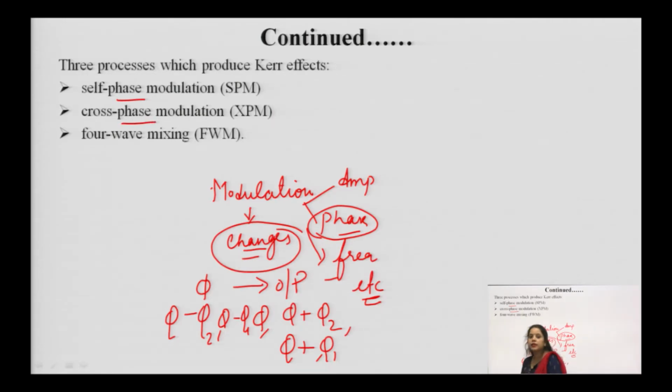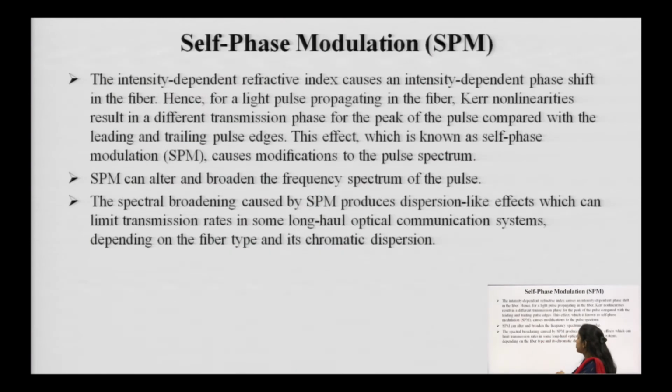Phase means there should be some changes in the phase of the light ray propagating, and self means initiated from within, and cross means with someone else. And with mixing, of course, there will be a mixing of the light rays. So, these are general terms and we can interpret exactly what they want to say with the general terms also.